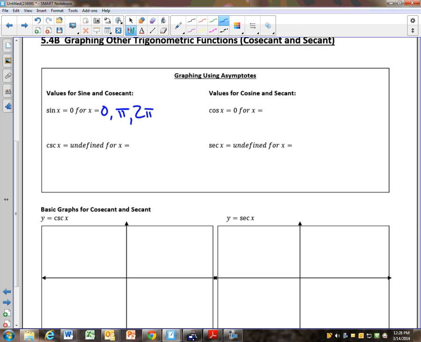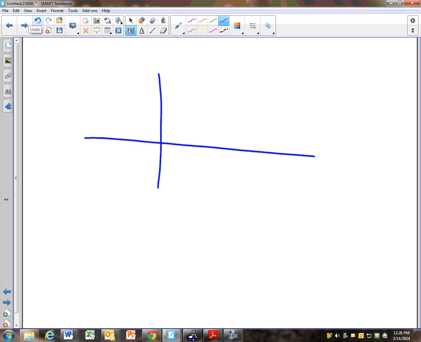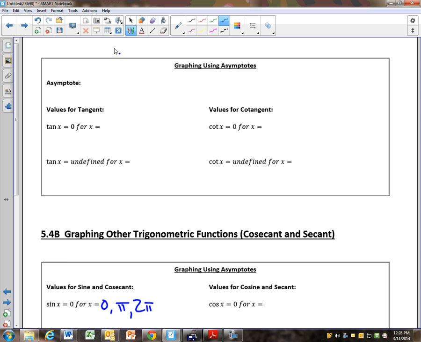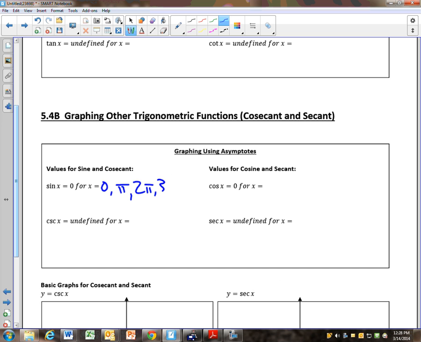If we sketch the graph of sine, those are the values where it's equal to 0: 0, pi, 2 pi, right? And it just continues on and on. So 0, pi, 2 pi, it would happen again at 3 pi, 4 pi, so on and so forth.